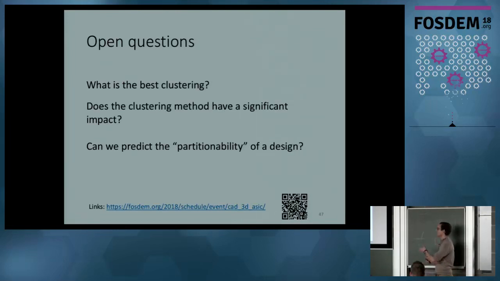And then once we find it, does it actually have any impact on the design partitionability? Is it really important to have a better clustering method or not? Does it change really anything? Is the grain that important? We saw in the early results that it seems to be, but is it always the case for all the designs? And on top of that, can we predict the partitionability of a design?